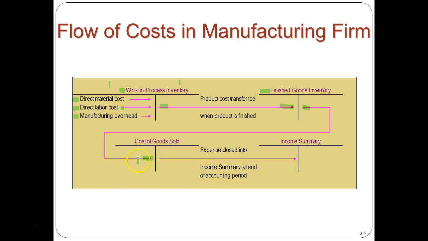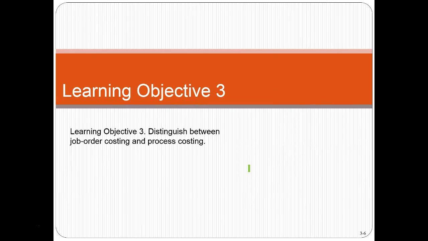So cost of goods sold is an expense. It has a debit balance. So therefore we're making the cost of goods sold go up with a debit, which makes net income go down. And then at the end of the day, we will close out all expense accounts, including income statement accounts, including cost of goods sold, to the income summary, and ultimately to the capital account or retained earnings. So that's the flow of the manufacturing process.